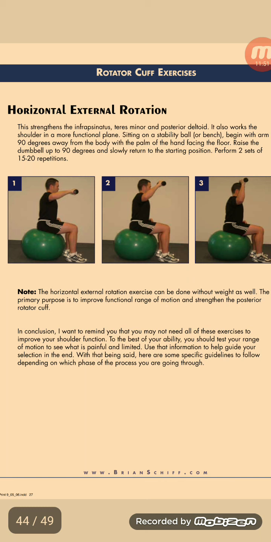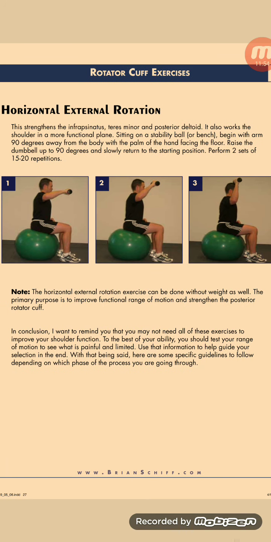Horizontal external rotation. This strengthens the infraspinatus, teres minor and posterior deltoid. It also works the shoulder in a more functional plane. Sitting on a stability ball or bench, begin with the arm 90 degrees away from the body with the palm of the hand facing the floor. Raise the dumbbell up 90 degrees and slowly return to the starting position. Perform 2 sets of 15 to 20 repetitions.